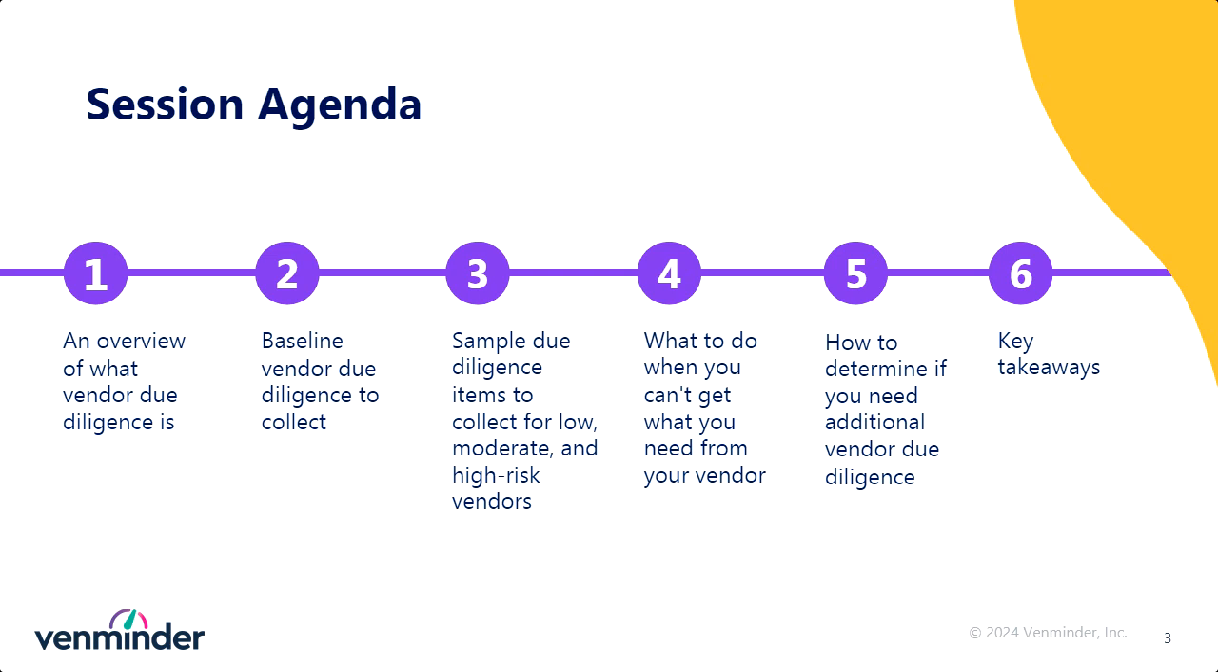Before I begin, I just want to quickly go over today's agenda. I'll start off with an overview of vendor due diligence, then talk a little about some baseline due diligence to collect. I'll review some sample due diligence items for low, moderate, and high-risk vendors, then give some tips on what to do when you can't obtain something from your vendor. You'll also learn about some situations for when you might need to request additional due diligence, and I'll end with some key takeaways.